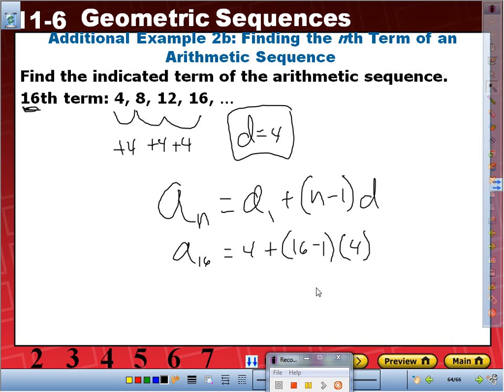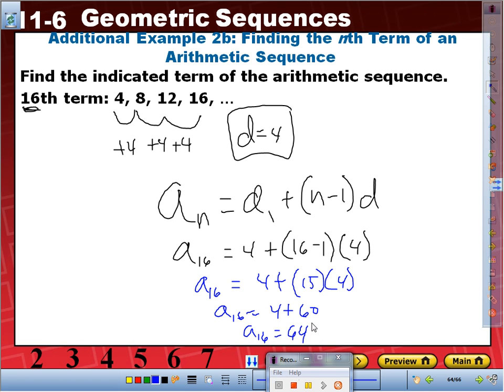The term that they want us to find. So here we go. A sub 16 equals 4 plus 15 times 4. What is 15 times 4? 60 plus 4 equals 64. A sub 16 is 64. All right? So check this out, guys.